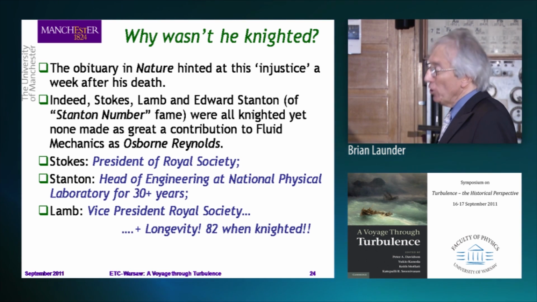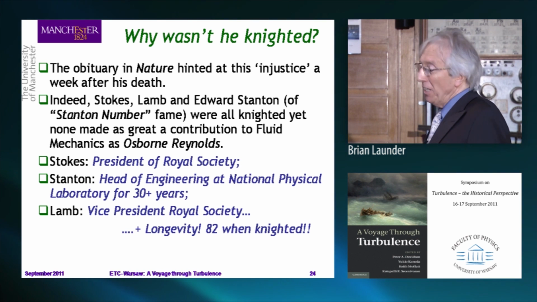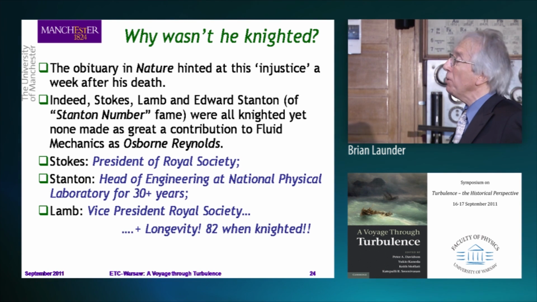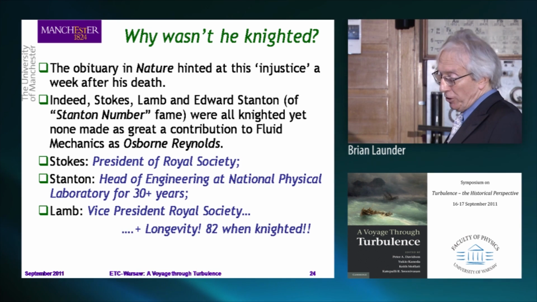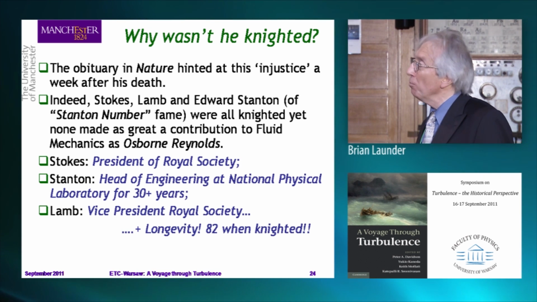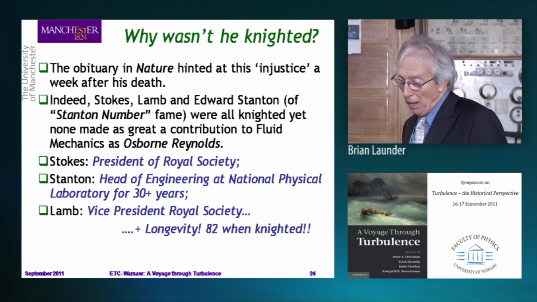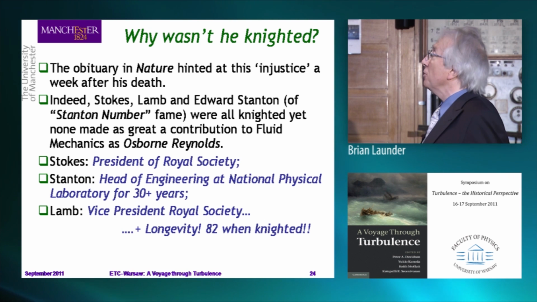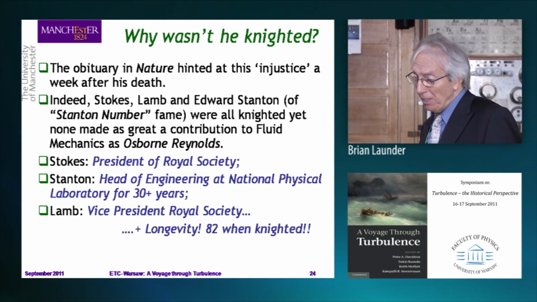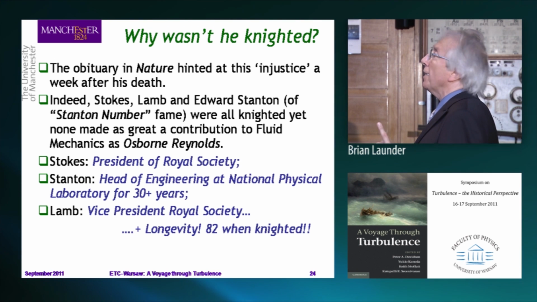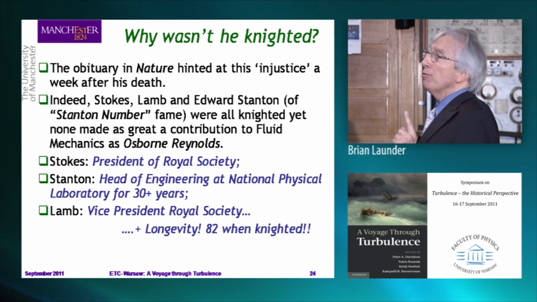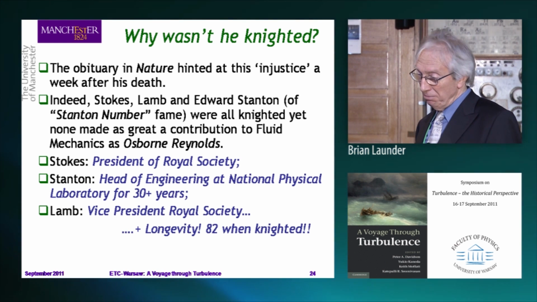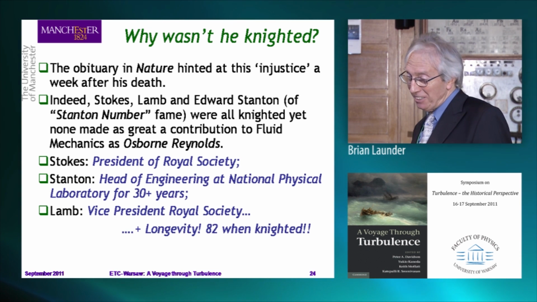Stanton was a student of Reynolds. After graduating, he became, for a short time, professor at Bristol University, but then became head of the engineering department at the National Physical Laboratory for more than 30 years. Finally, Lamb was vice president of the Royal Society, was president of the London Mathematical Society at least once, but Lamb also had another attribute that unfortunately Osborne Reynolds lacked. It was longevity. He was 82 when he was knighted.